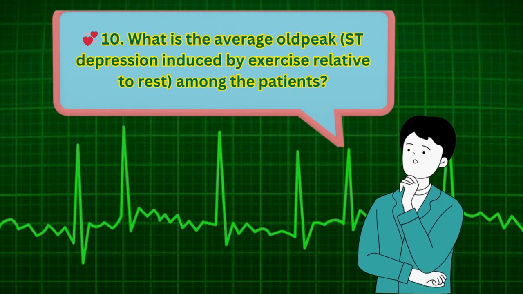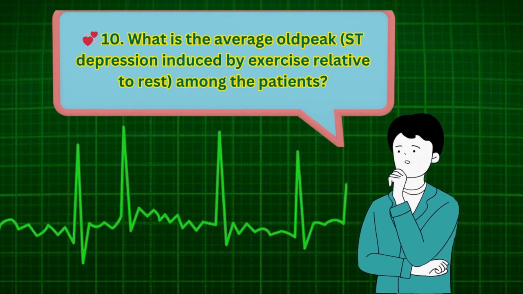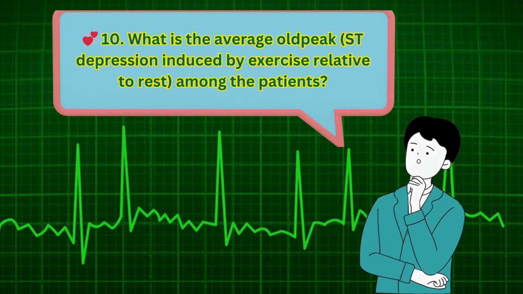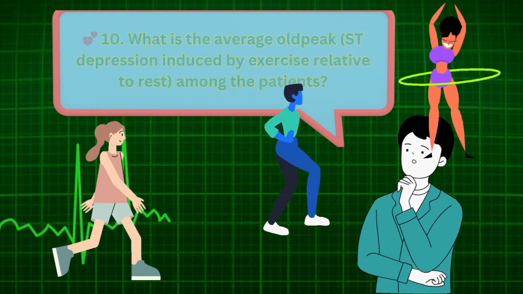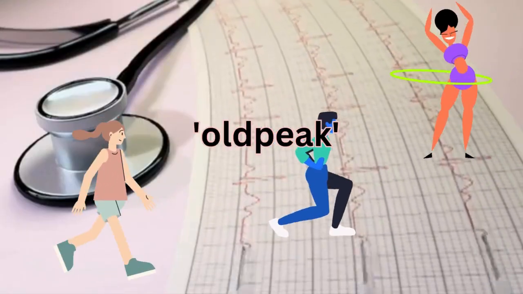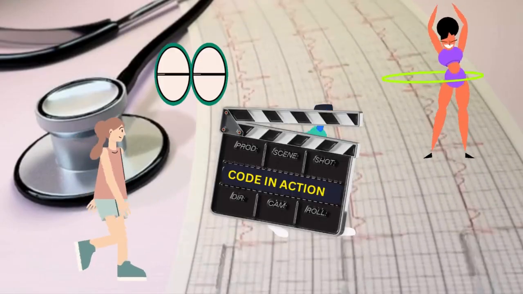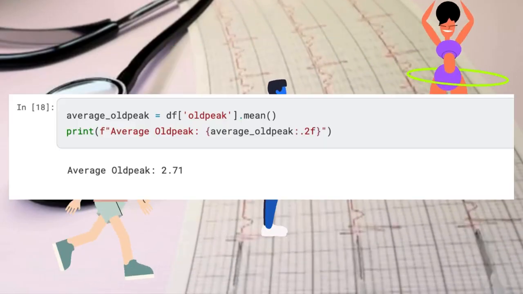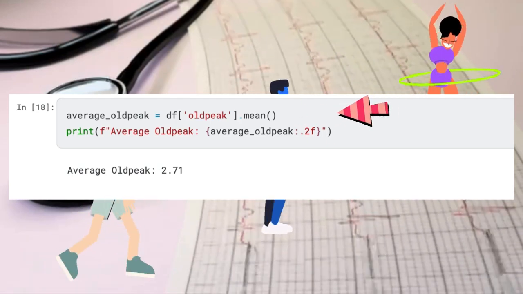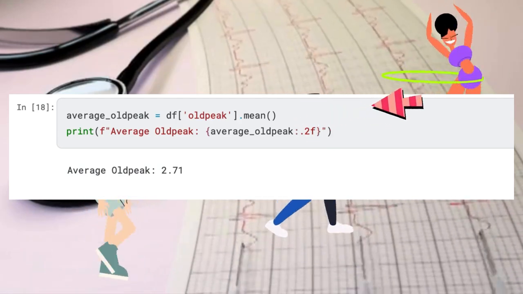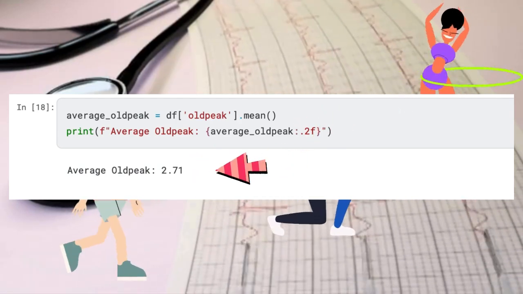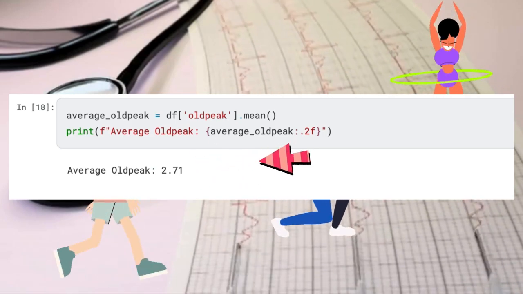10. What is the average old peak ST depression induced by exercise relative to rest among the patients? To find the answer, we calculate the average old peak value by taking the mean of the values in the old peak column. Now, let's see the code in action. We calculate this by taking the mean of the values in the old peak column. The result shows an average old peak of approximately 2.71.